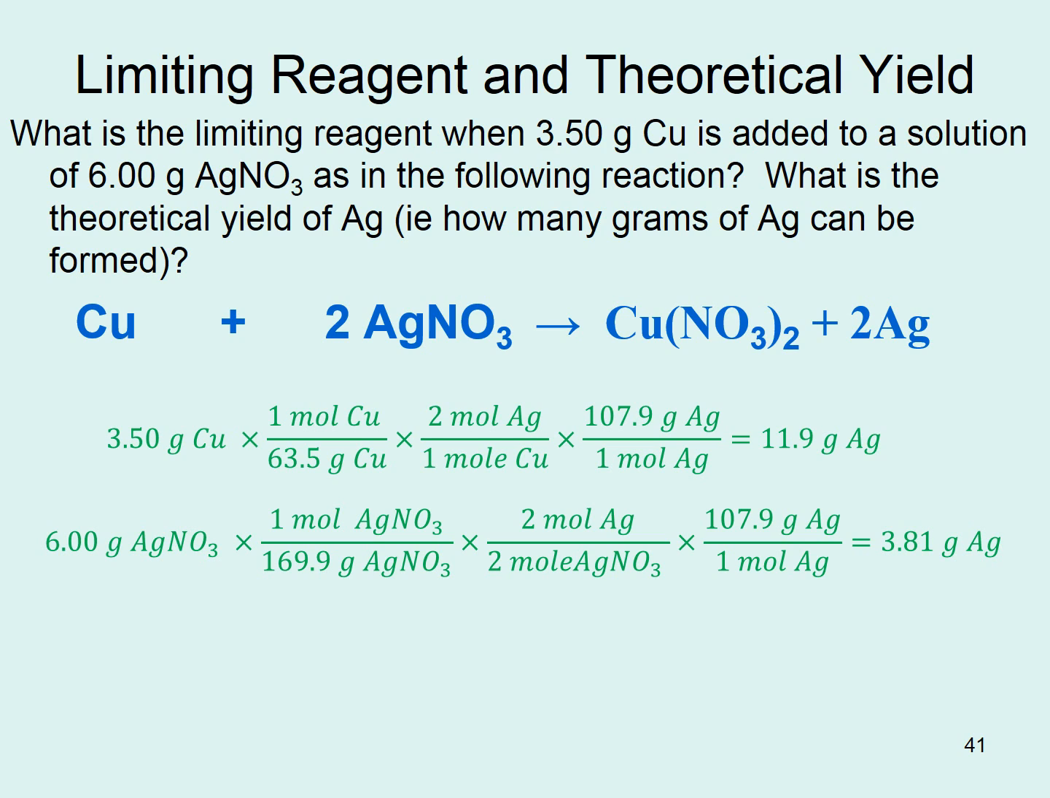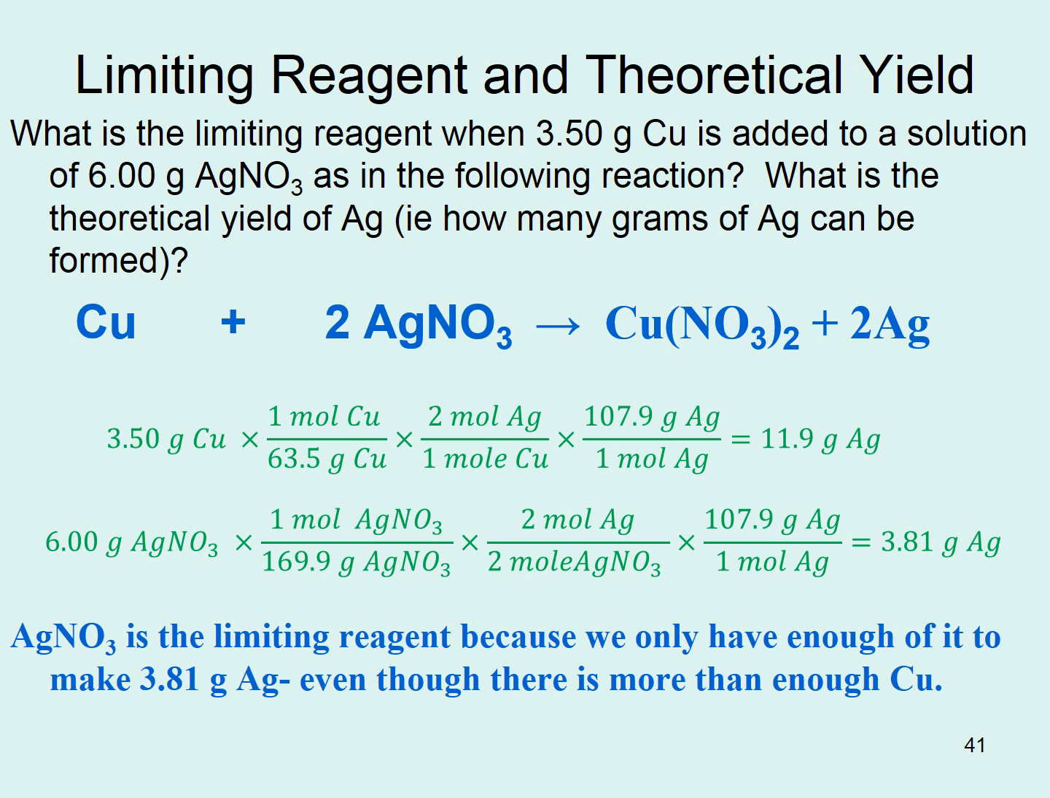So clearly, silver nitrate is our limiting reagent. You can't make as much silver with the 6 grams of silver nitrate as you could if you used up all the 3.5 grams of copper. So the limiting reagent is silver nitrate. How much silver can be formed? 3.81 grams. That's our theoretical yield. Even though we have enough copper to make more, we can't make more because we don't have enough silver nitrate.